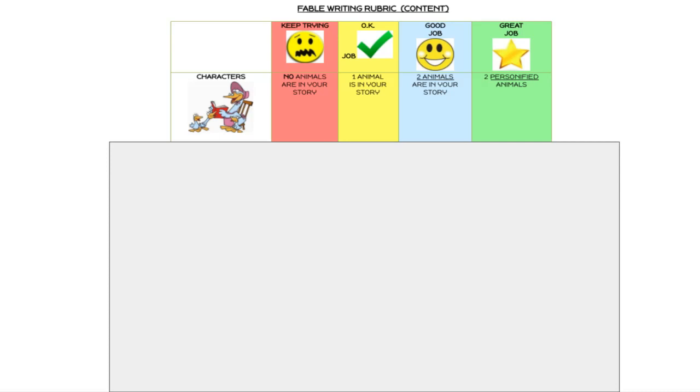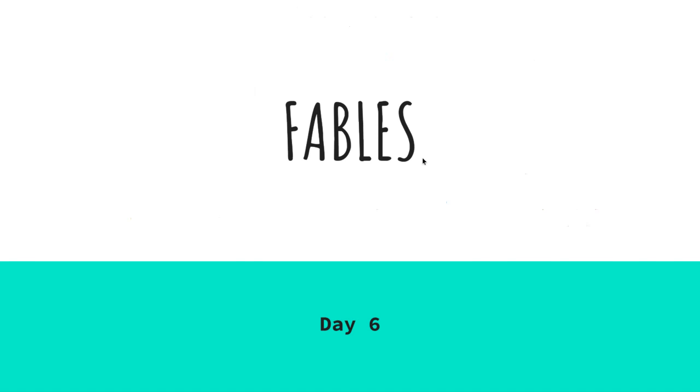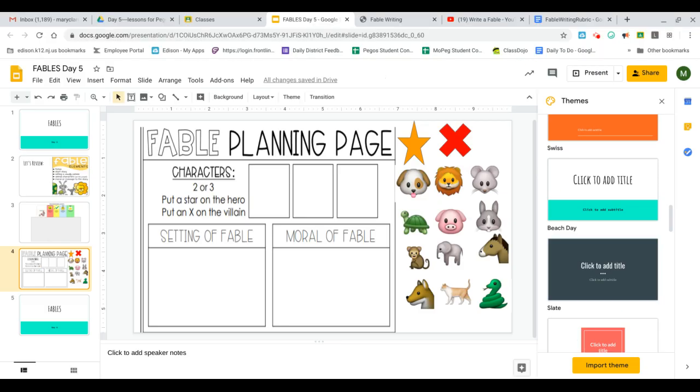Tomorrow we're going to talk about what personified animals mean. But today, what we're going to focus on is picking our characters. So let me get out of this. Sorry. We have a couple of choices, and you are going to be doing this on your own slide as well. This is our Fable planning page. This is going to help us to get started. So the only thing we're doing today is picking our characters for our story.